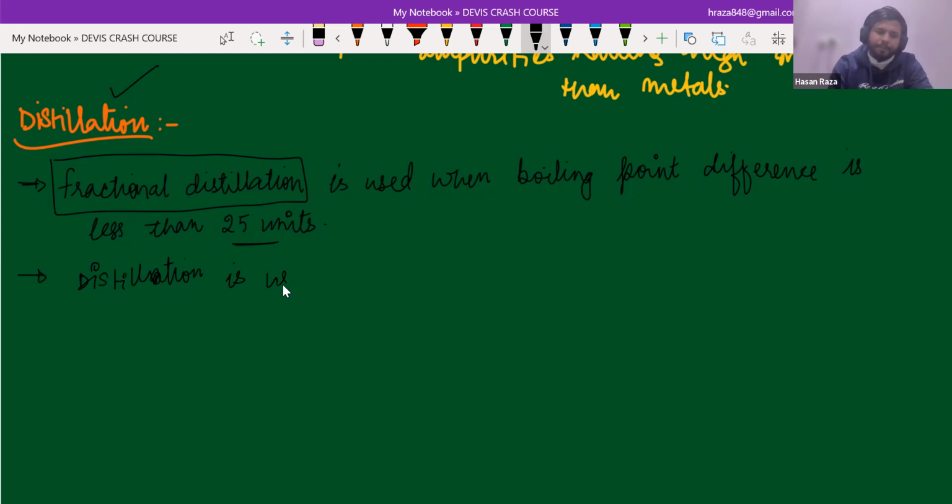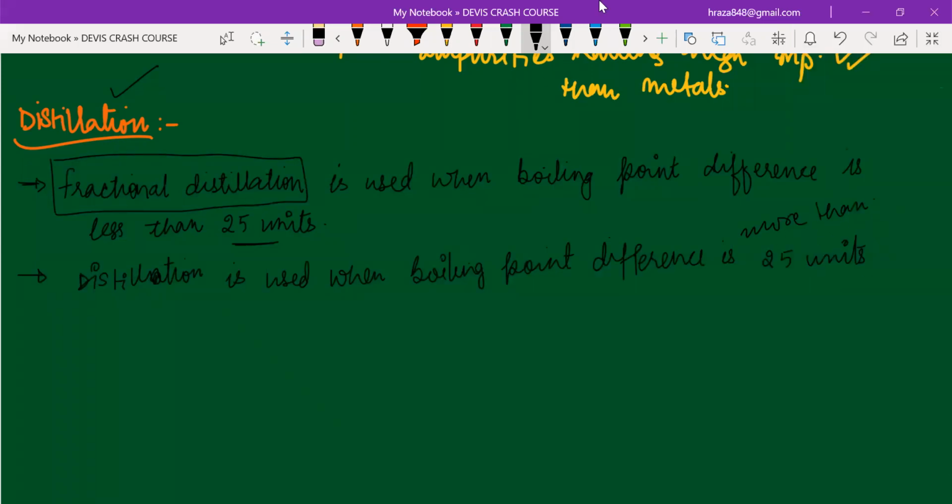distillation is used when the boiling point difference is more than 25 units. Okay. And it is very easy.